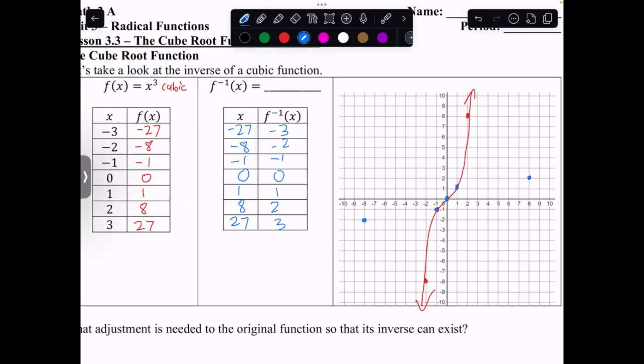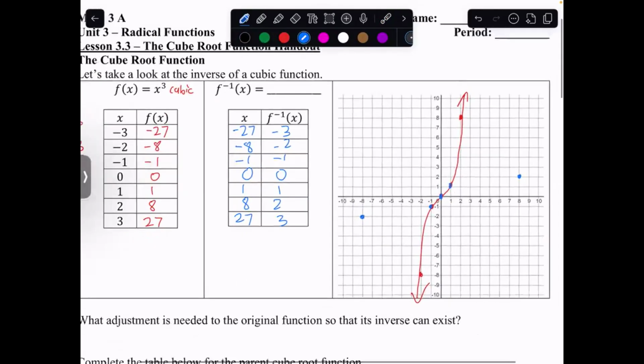Okay, so some of the points overlap, which is fine. So this one is more horizontal.